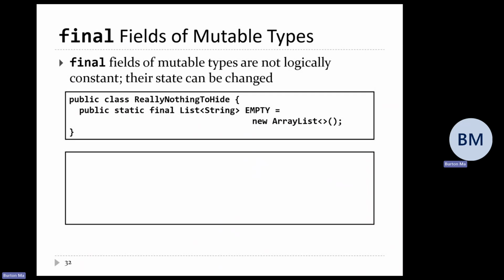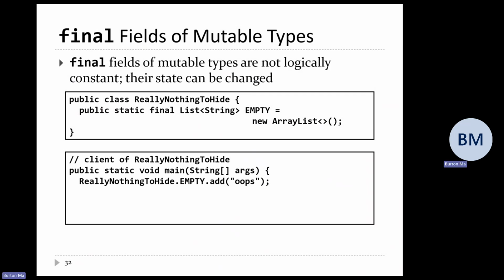The problem is this is not logically constant. The field empty always refers to the list that was made here. But you can make a main method, and you can use the list and call a method using the list. So I can add something to the list. I can add oops to my empty list. And now my list that was empty is no longer empty. Right? That works. The compiler is perfectly happy with that piece of code. And so what is supposed to be an empty list is no longer empty. And now your field has probably an inappropriate name.